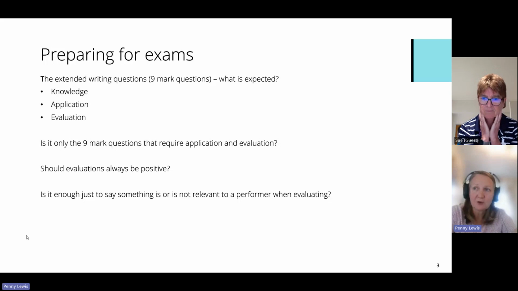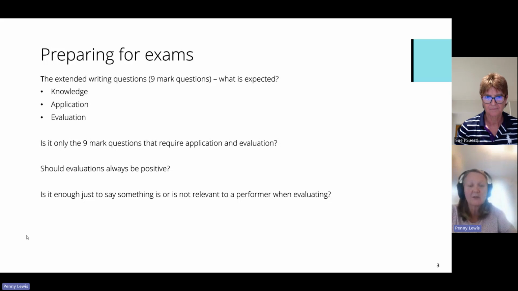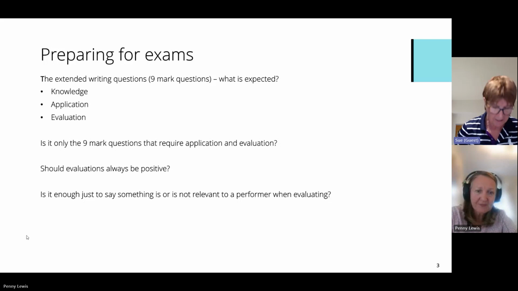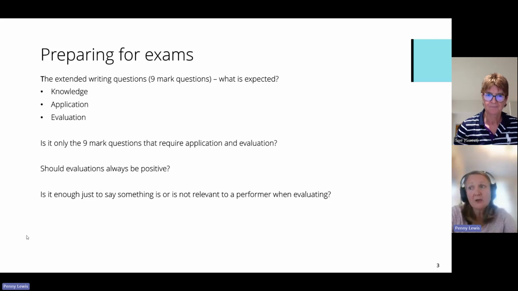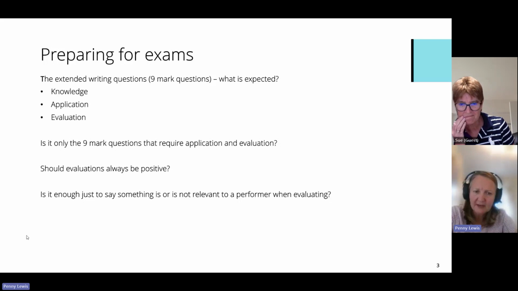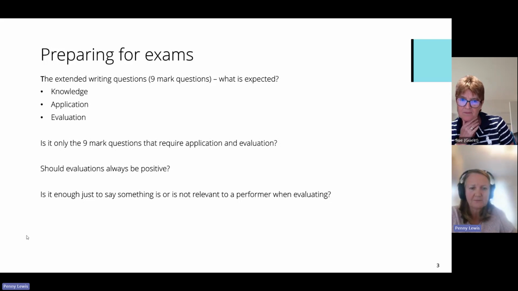Thank you. So it's knowledge, it's then applying their knowledge and evaluating the statement that they've made. So if learners can think of knowledge, application and evaluation, they should be able to access the full marking range. Yes, definitely. Thank you. And then just another question, is it only the 9-mark questions that require application and evaluation?